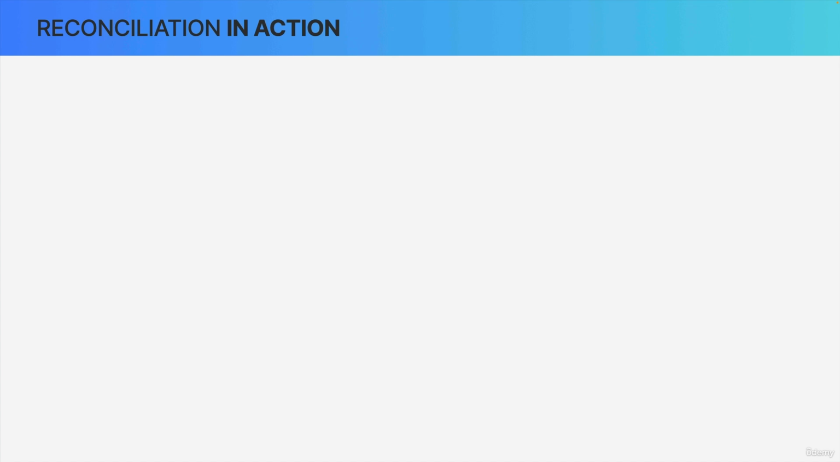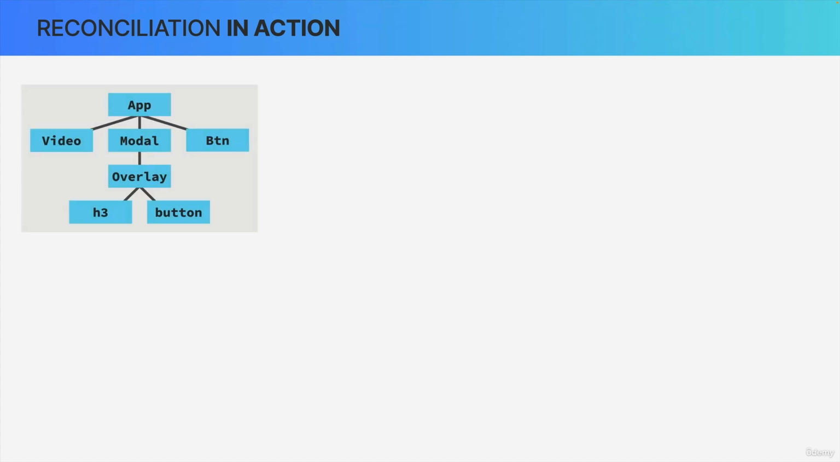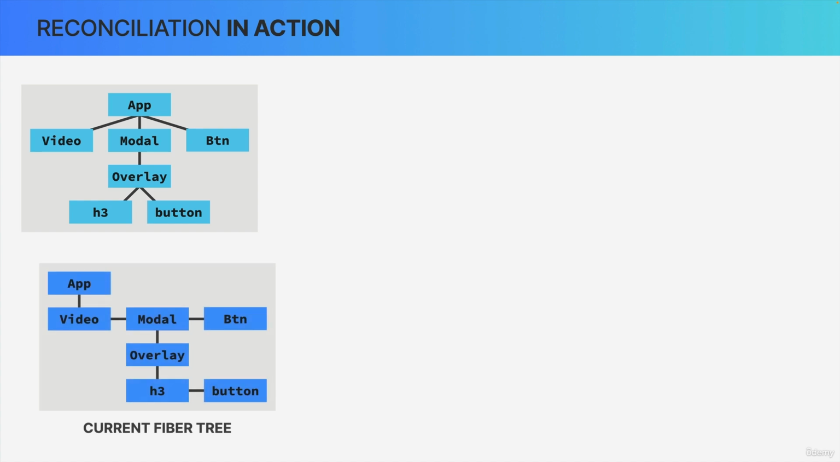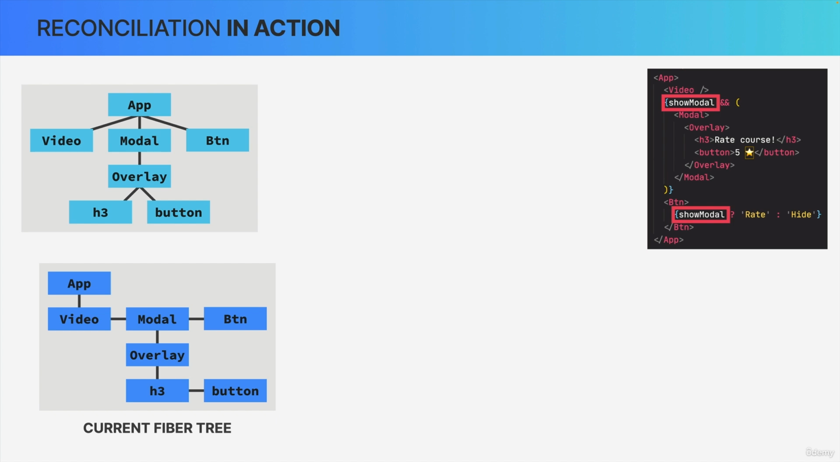And the best way to explain how reconciliation works is by using a practical example. So let's take the virtual DOM and the corresponding fiber tree from the last slide, which correspond to this piece of code right here. So in the app component, there is a piece of state called showModal, which is currently set to true. And you can pause the video here to analyze it, but it's not really necessary. So let's say now that the state is updated to false.